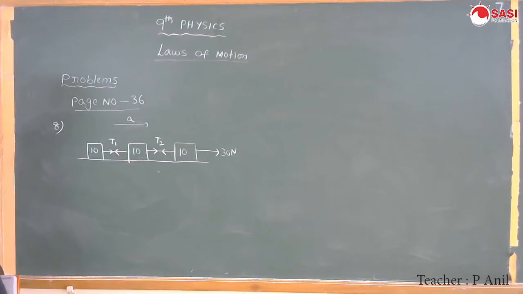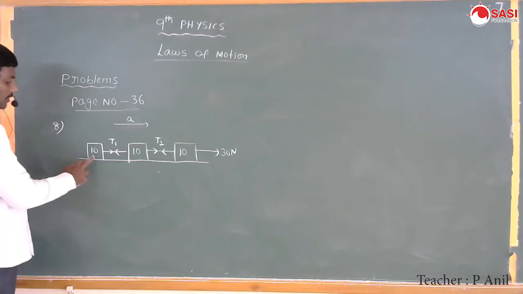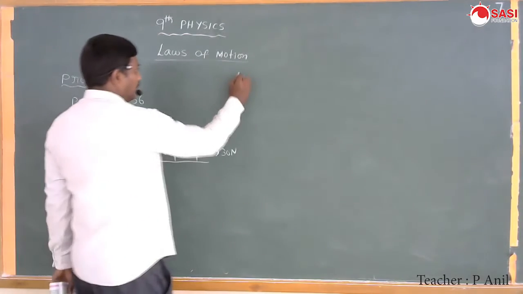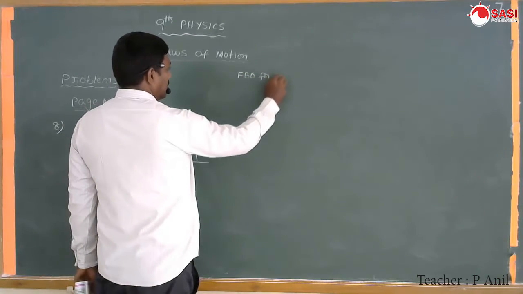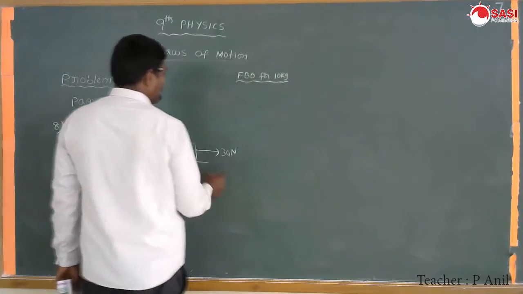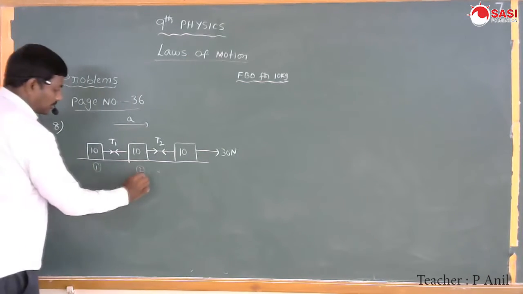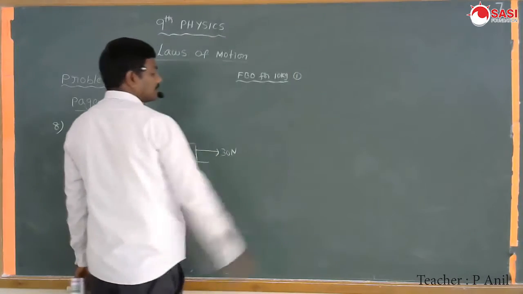Now we want to write the free body diagrams. Free body diagram for this 10 kg block. FBD for 10 kg block. This is the position 1, this is the position 2, and this is the position 3. Let us say 10 kg block in the position 1.